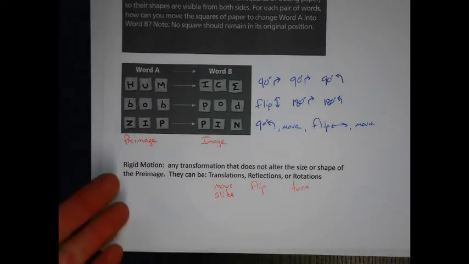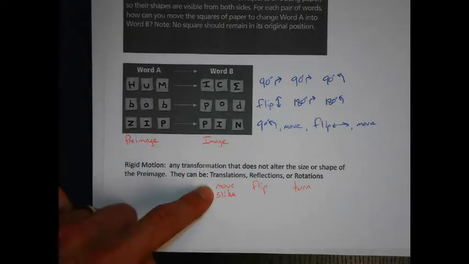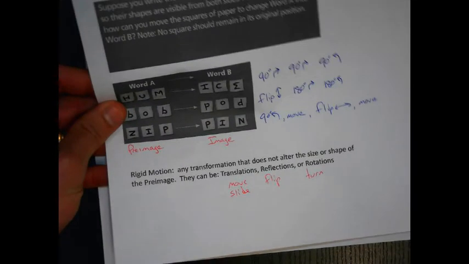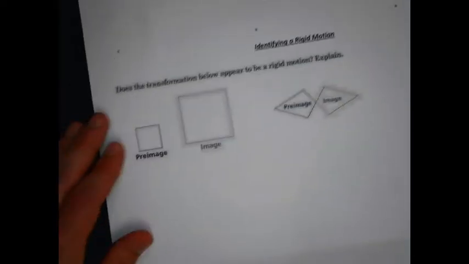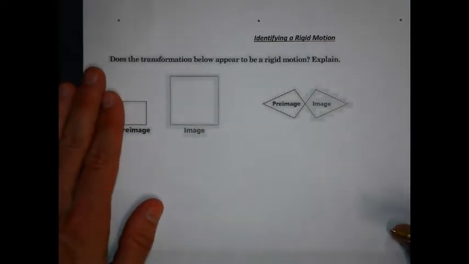This particular lesson, like I said at the beginning, is all about translations. So we're going to focus in on that. So let's begin. This is what a rigid motion is, right? So hopefully you know how this will work. Here's the first question to ask. First things first, identify a rigid motion.